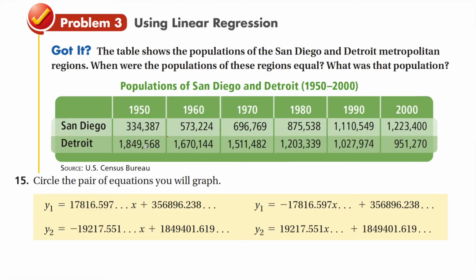Problem number 3, using linear regression. The table shows the populations of the San Diego and Detroit metropolitan regions. When were the populations of these regions equal, and what is the population?